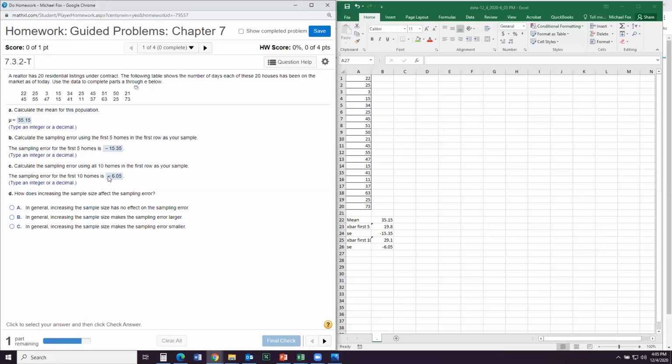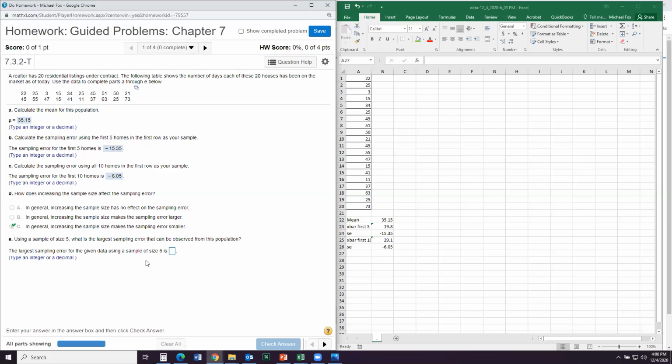All right, so how does increasing sample size affect sampling error? In this example, and generally speaking, increasing the sample size makes the sampling error smaller. And by smaller, we don't necessarily mean, you could argue that -6 is actually a greater number than -15. So by smaller, we mean closer to the mean in either direction. So sampling error is smaller in general.